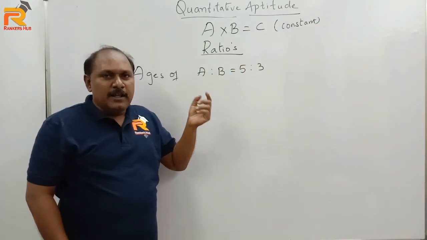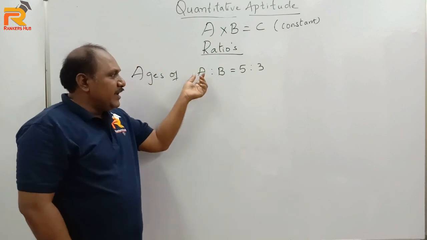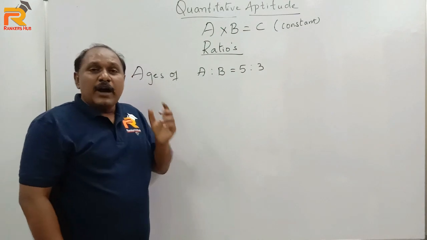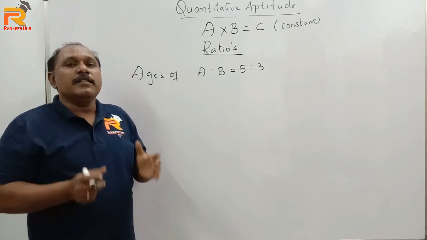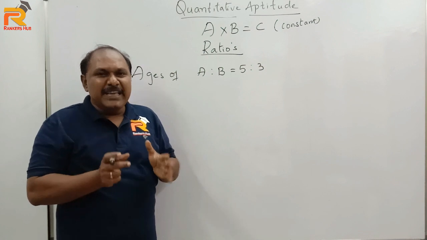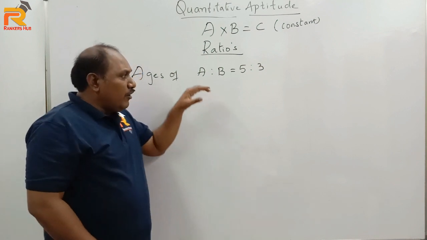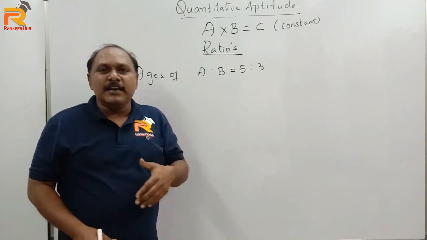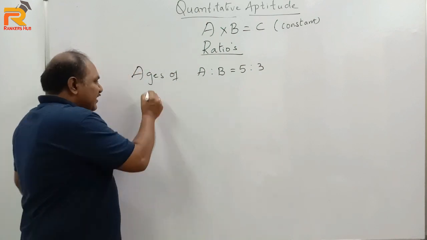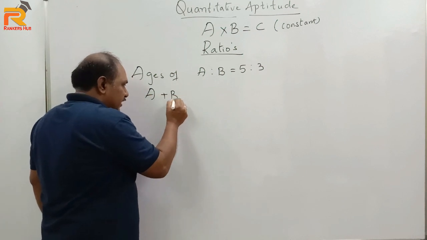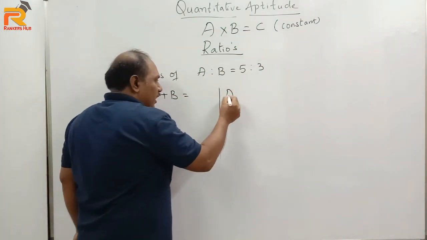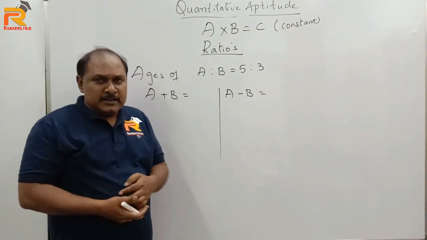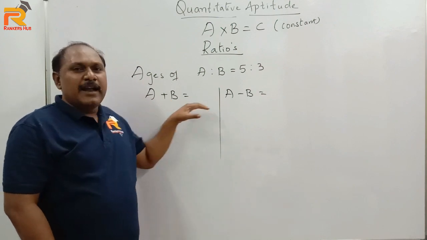Now what does this mean? The simple meaning of this is, if the age of A is 5 years, the age of B will be 3 years. Now are they the actual values of A and B? They may or may not be the actual values. If we want to find the actual values of A and B, then what additional information do we require? Either the sum of their ages, or the difference in their ages, or we may require the product of their ages. But here let's talk about only sum and difference.